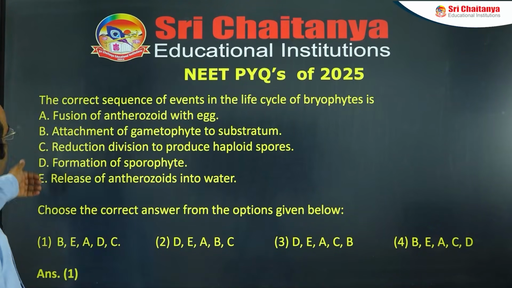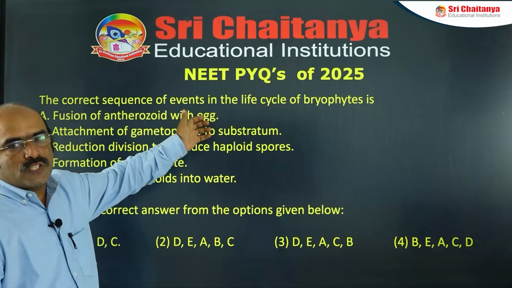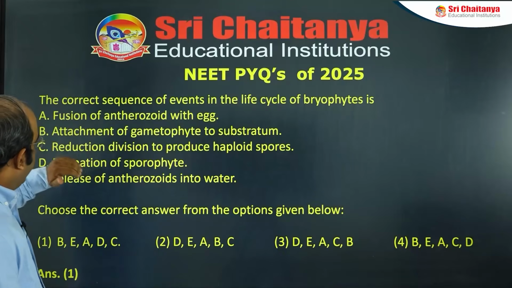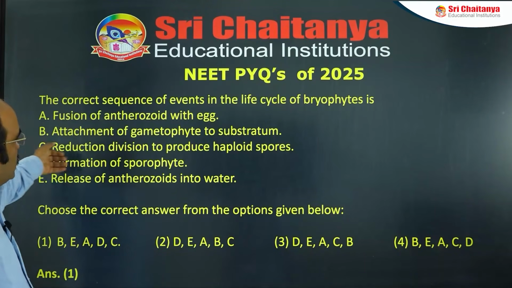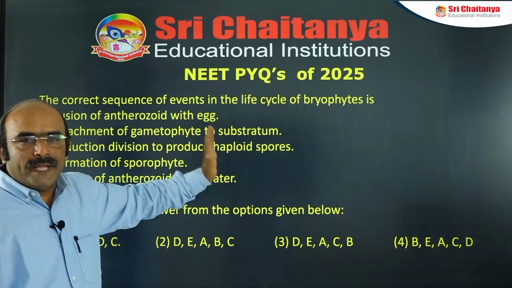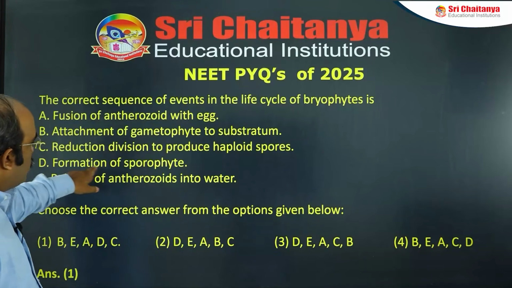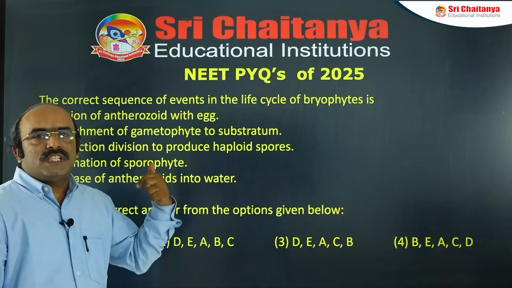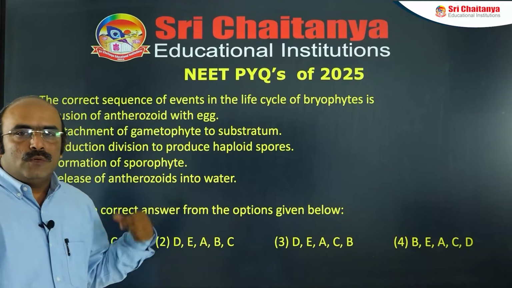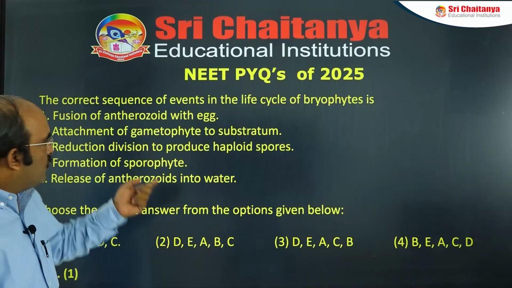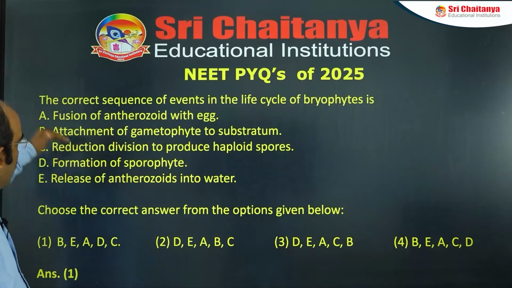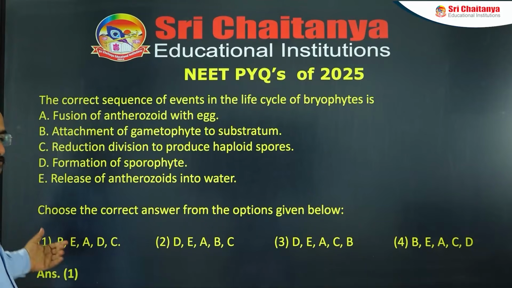Then, after the release of the antherozoids, you will observe the process of fertilization, which is the fusion of antherozoid with egg. Then the formation of zygote will be followed by embryo, and the embryo develops into sporophyte. So, formation of sporophyte. And from the sporophyte, which has the foot, seta and capsule in most cases, you will observe the spore mother cells in the capsule which undergo reduction division to form spores. So, if you arrange these A to E options correctly, you will get the first one as the answer.